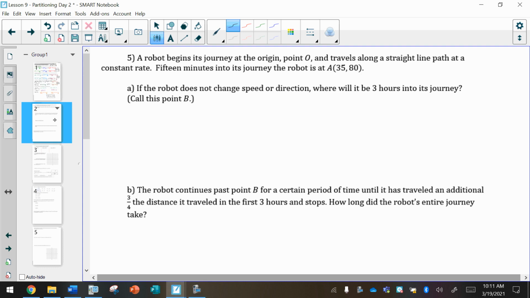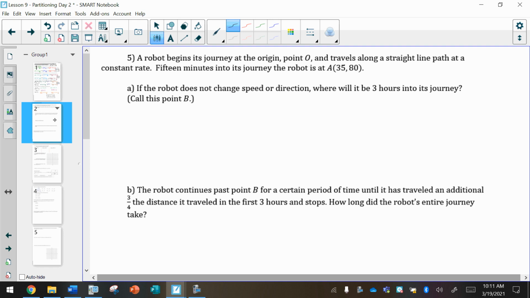A robot begins its journey at the origin, (0, 0), and travels along a straight path at a constant rate. 15 minutes into its journey, the robot is at the position point (35, 80). If the robot does not change speed or direction, where will it be 3 hours into its journey? Call this point B. So we want to find point B. That's the location of the robot after 3 hours worth of time.